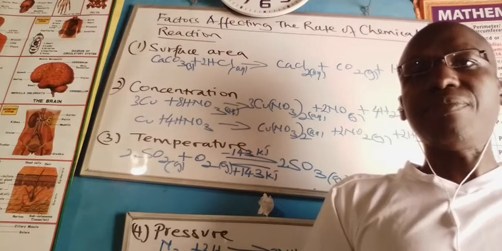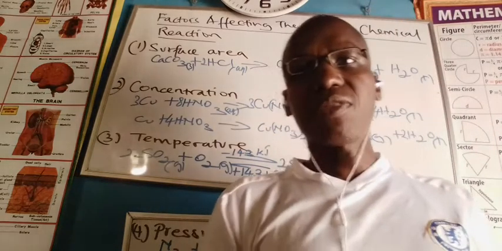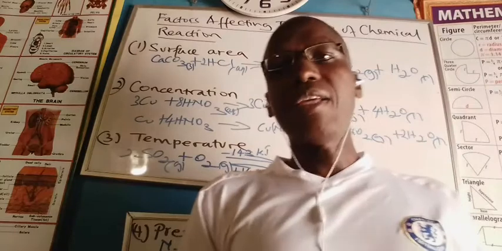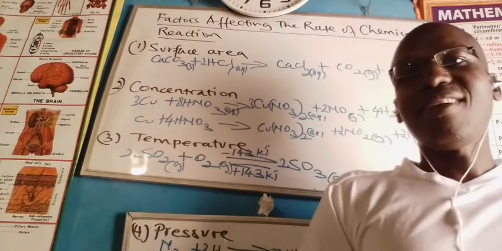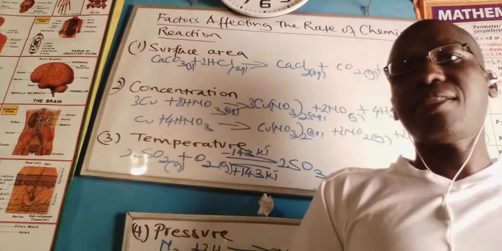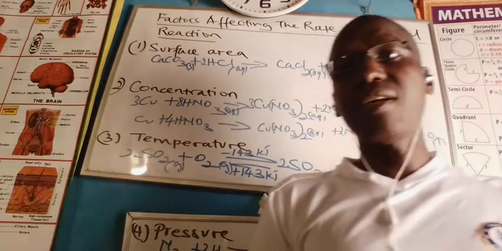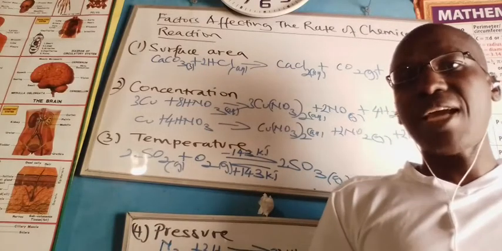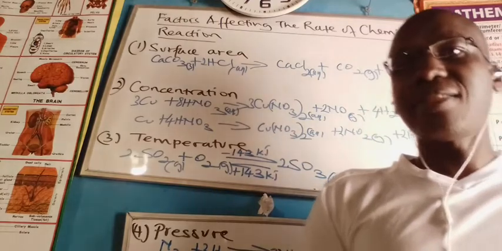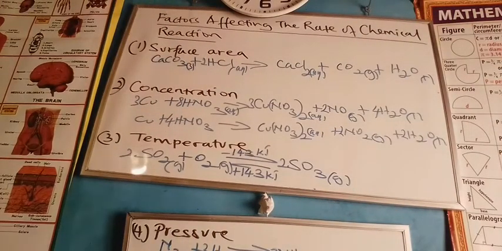The first factor, which is the most cardinal that affects the rate of a reaction, is the particle size, otherwise referred to as the surface area. The smaller the particle size, the larger the surface area of contact, and that provides a means for effective collision of particles. And therefore, we find that particles which are smaller in size will react faster than those which are larger in size. Let's look at a typical example where we have calcium carbonate.